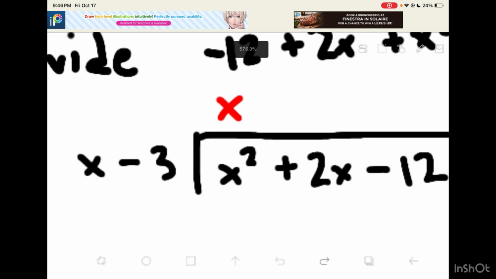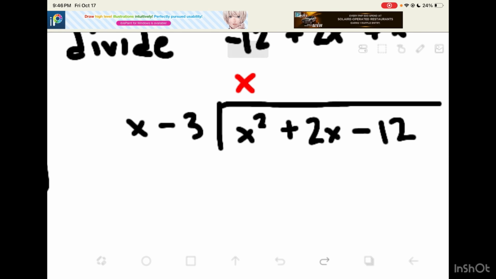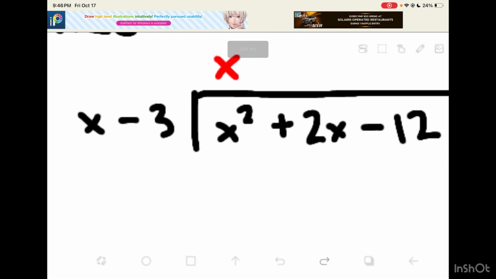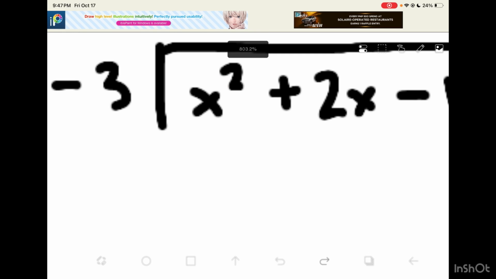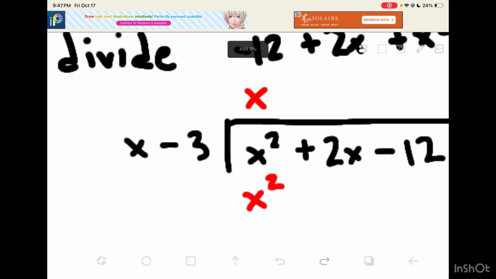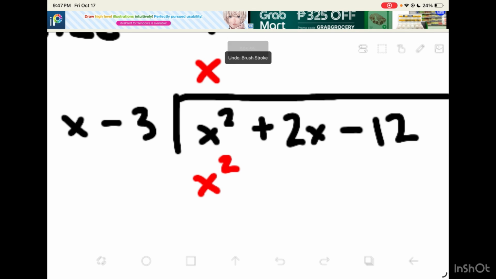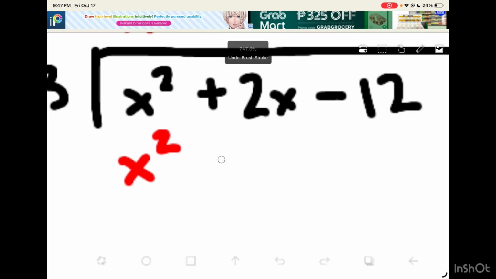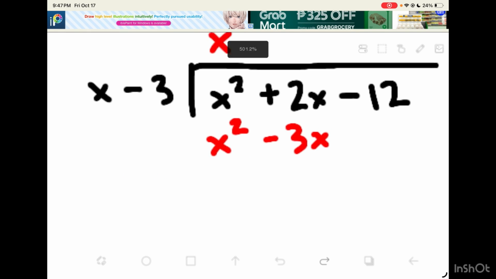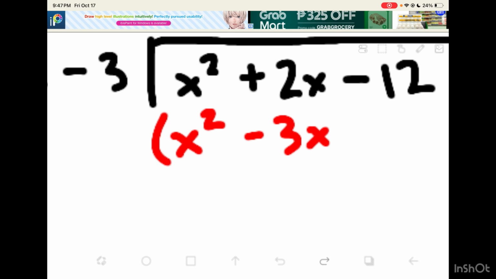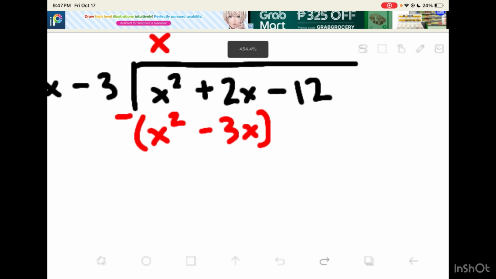Next, multiply this x by both terms. So how do we do that? First, we've got x times x squared, so that's x times x over here. Then next, x times negative 3. That's negative 3x. Very good. Put this in parentheses. Then we just need to minus it.